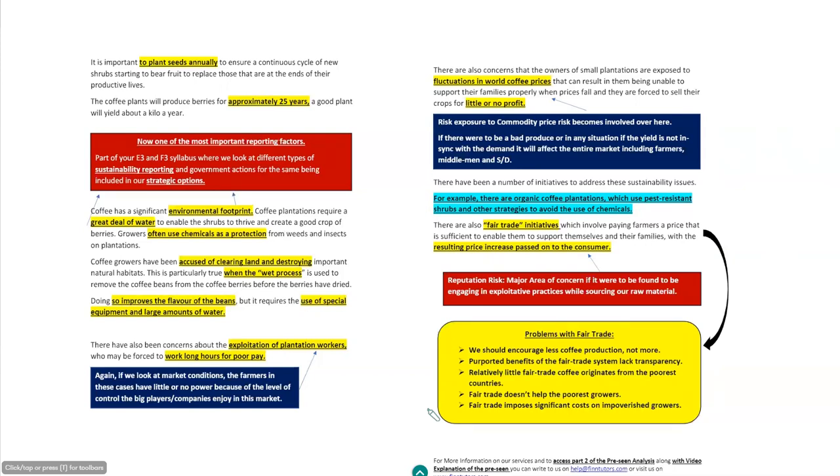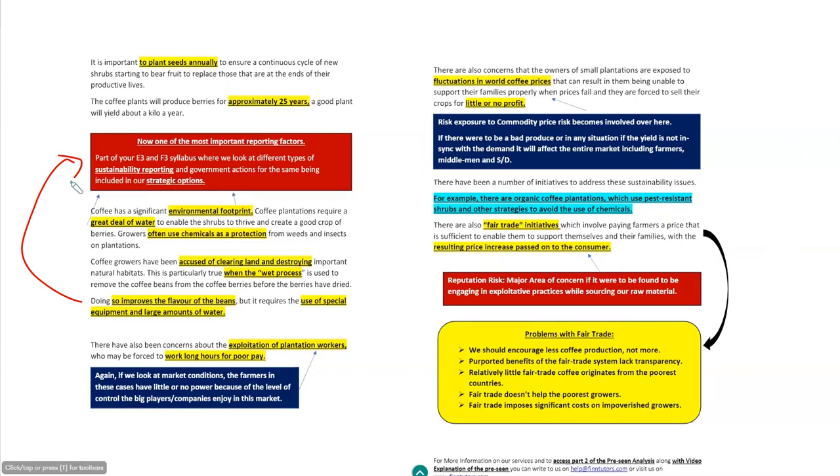Growers often use chemicals as protection. Coffee growers have been accused of clearing land and destroying natural habitats. This is particularly true when the wet process is used, where you have to give coffee beans a lot of water. Doing so improves the flavor, but it requires the use of special equipment and large amounts of water. Again, sustainability over here is questioned. Your environmental footprint comes into being.